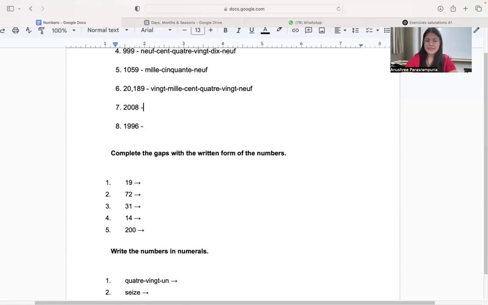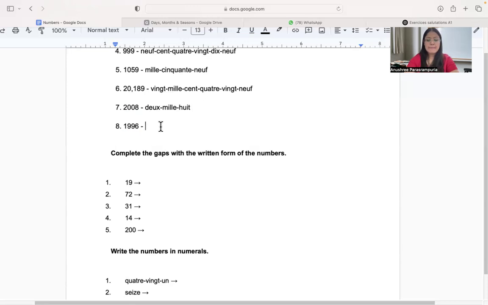Now 2008. 2000 babies, whoever has their birthdays in 2000, wouldn't find it difficult to say your birth year. 2008 is going to be 2000 is mille and 8 is huit. However, on the contrary, the 90s babies might have a little difficulty while talking about their birthdays. Okay, this is my birth year, which is 1996. And in order to write this, let's see how we are going to be writing this, okay?